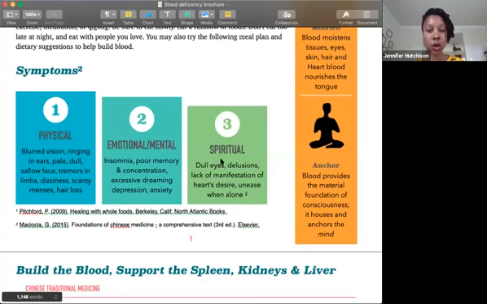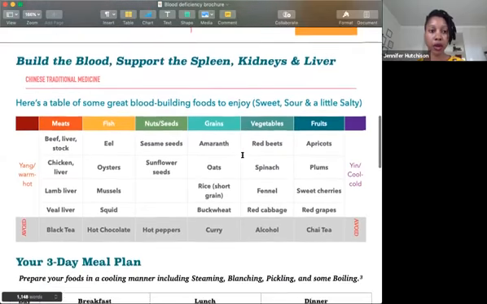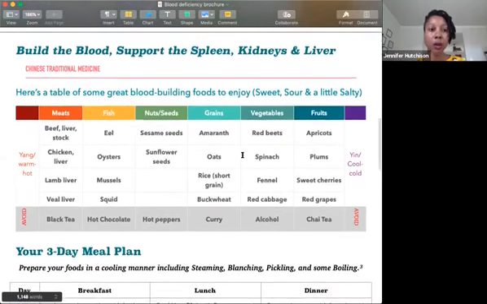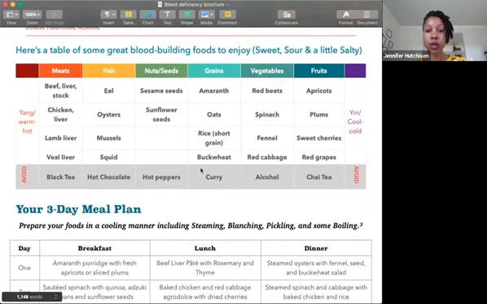If you have more questions about that, there's more to it than that, but we'll just leave it there. Let's now talk about building blood and supporting the spleen, the kidneys and the liver with foods. So here are some really great blood building foods.